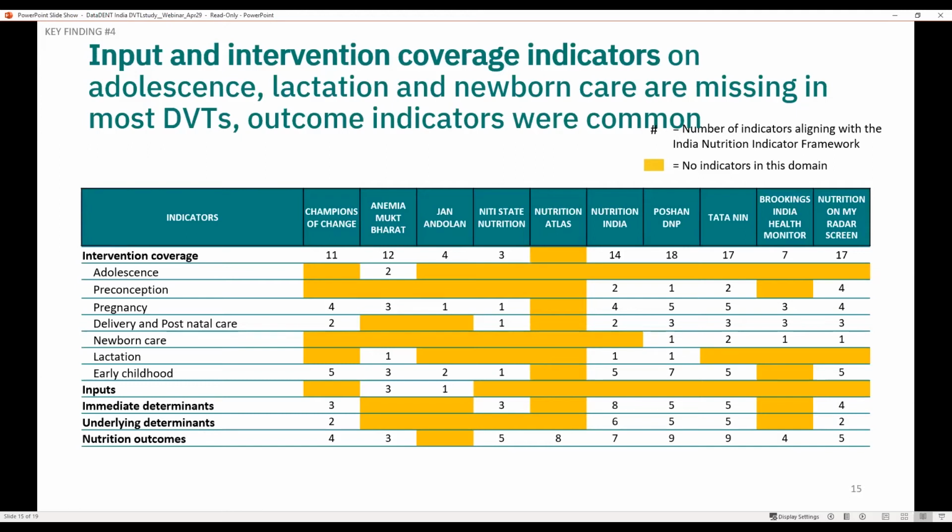And this table shows, where the orange bars show that there was no indicator under those DVTs across these intervention coverage or input, immediate determinants, underlying determinants, or nutrition outcomes. So we have mapped considering the India monitoring framework, but this is just to show that the majority of Indian DVTs have indicator variability and the goals may differ. But it's just to highlight the gaps, that there are critical indicators which are still not being covered.